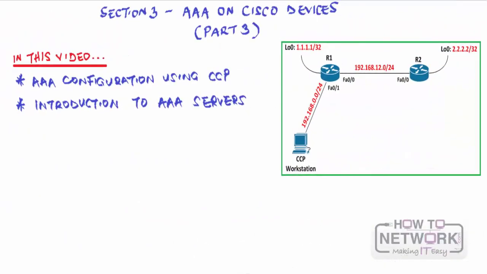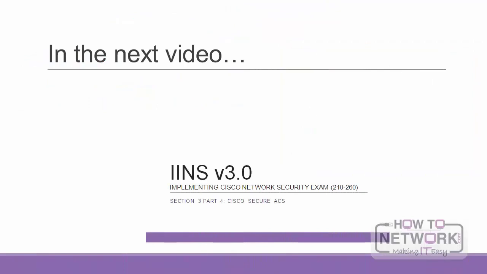This brings us to the end of this video, where we have looked at AAA configuration using the CCP. We configured some method lists on R2. We also saw an introduction to AAA servers, and we saw the two types of AAA servers that we can have, local and remote servers. We looked at the two basic protocols that are used with remote authentication servers, Radius and TACACS Plus, and we saw their differences. I hope you have found this video informative, and I'd like to thank you for watching.